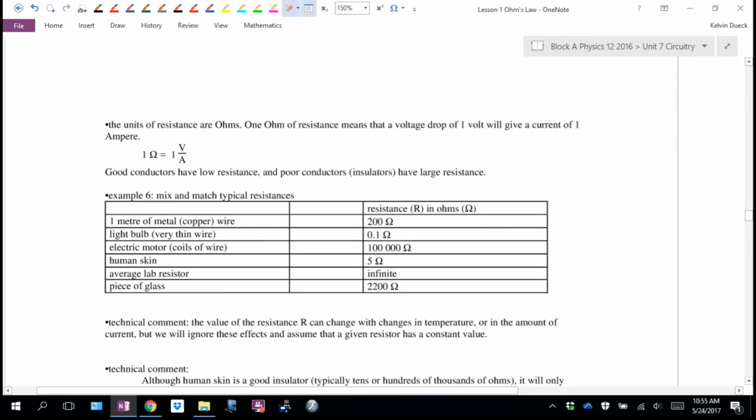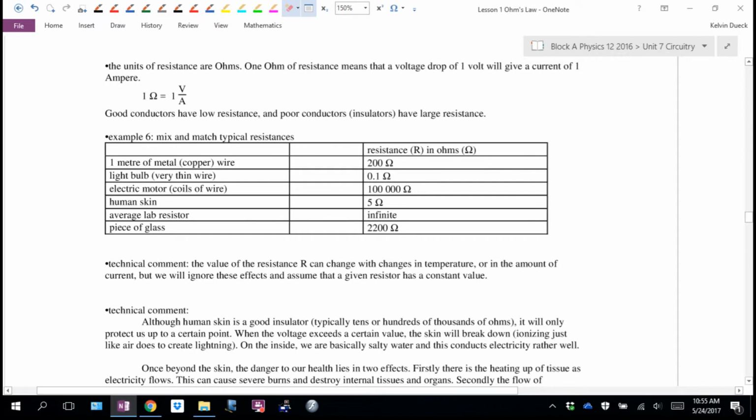The units for resistance are ohms. The symbol for ohms is a mouse hole in a wall. Yes, it's a Greek letter omega. 1 ohm of resistance means that if you have 1 volt and you drop 1 volt going through that resistor, 1 amp will be required to pull that off.